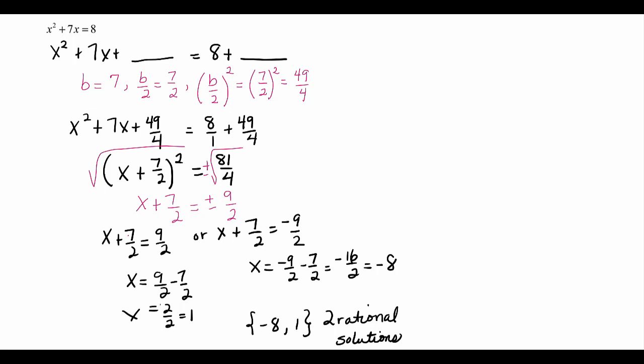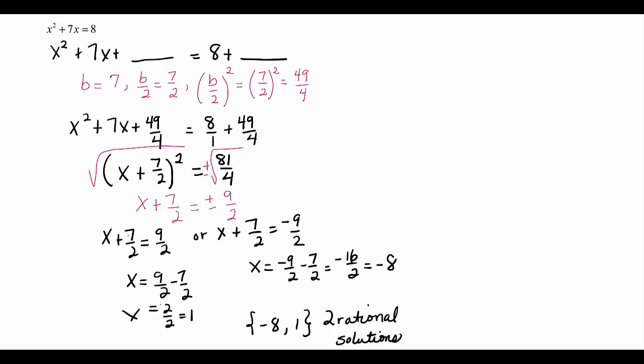x plus 7/2 equals 9/2. And notice on the left, I subtracted 7/2 and got x equals 1. And the second equation, x plus 7/2 equals negative 9/2. And when we subtracted 7/2 there, we got that x equals negative 16/2, or negative 8. So in this particular case, we have two rational solutions, negative 8 and 1, as the solution to this problem.